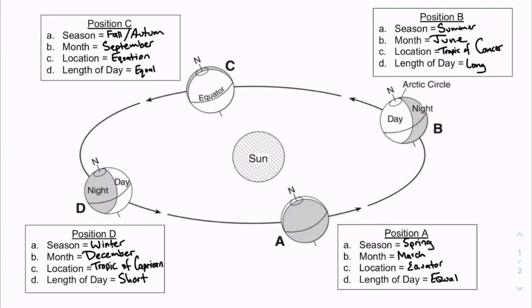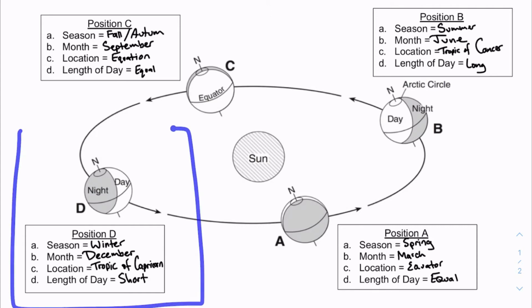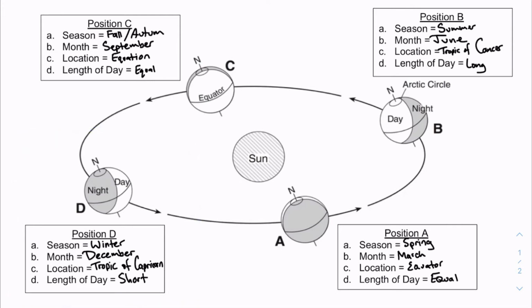Now, if we jump to the other side of the diagram and we look at position D, that's going to be our winter, and everything there is opposite of what we just talked about. The Southern Hemisphere is receiving more direct insolation than the Northern Hemisphere. The Southern Hemisphere will have longer days and shorter nights. This results in colder days in the north and warmer days in the south. This is our winter, but the summer for the Southern Hemisphere. And on December 21st, when the sun is striking directly on the Tropic of Capricorn, we'll call that day our winter solstice.